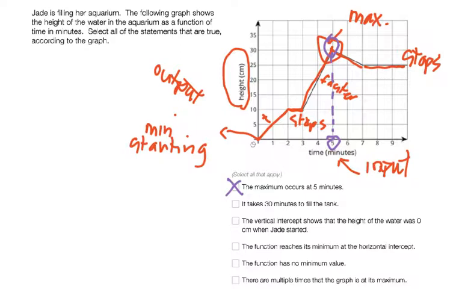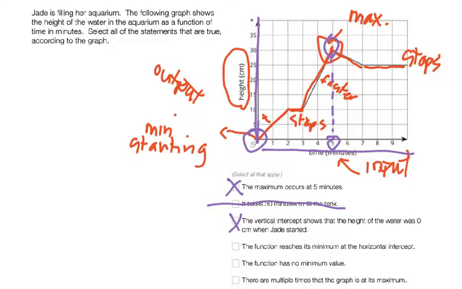All right. It says it takes 30 minutes to fill the tank. No, because take a look. I don't see 30 along the bottom. So it's not that one. The vertical intercept shows the height of the water was 0 when Jada started. Take a look. Vertical intercept right here. That's where she started. 0 when she started.